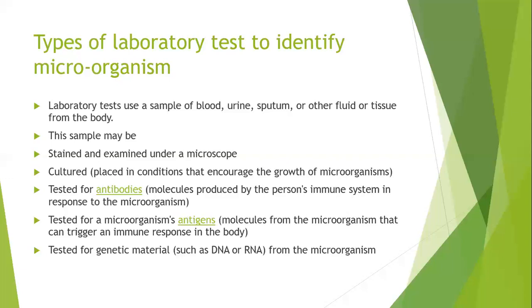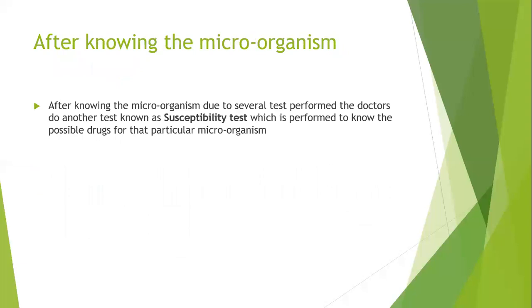Then they do tests for the microorganism's antigen, molecules from the microorganism that can trigger an immune response in the body. They also do a genetic material test of the microorganism to check which kind of microorganism it is, bacteria, virus, fungi, or parasite. By this genetic material test, they can evaluate the microorganism.